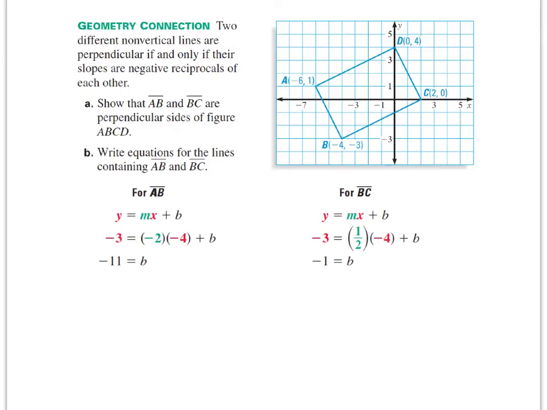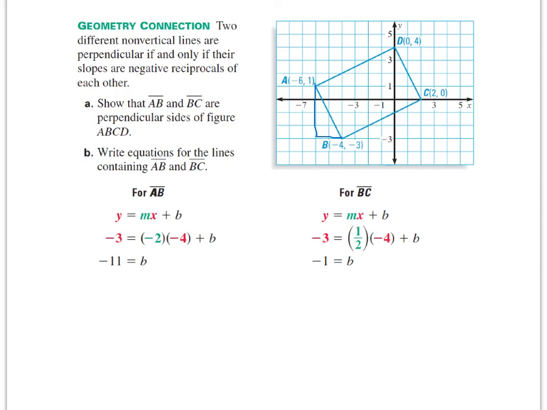So our last problem here, geometry, we're looking at that quadrilateral on the graph, and it says 2 different non-vertical lines are perpendicular if and only if their slopes are negative reciprocals of each other, which we know. So it says A, show that segment AB and segment BC are perpendicular sides of the figure. First, if we look at the figure again, because those are integral values, we can just count blocks. So if we look at segment AB and we simply count from A down to B, we're going to go down 1, 2, 3, 4 blocks and right 2.